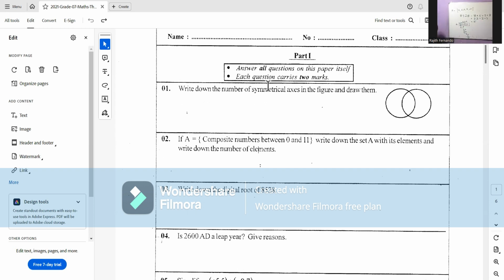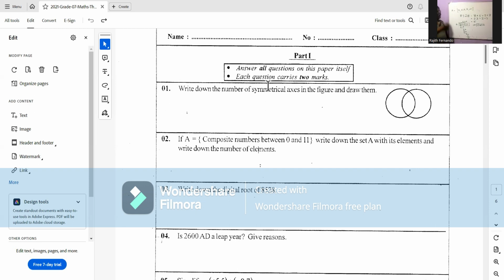What are the other rules? You have to see if this number can be divided by 100. 2600. Can you divide by 100? Yes, you can divide by 100 because two zeros are there. Therefore, it can be divided by 100. Then you can say that it is not a leap year.